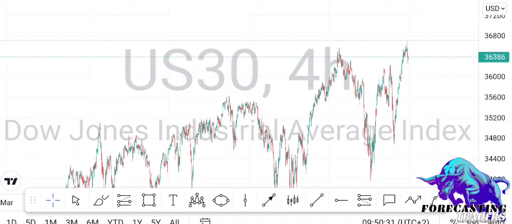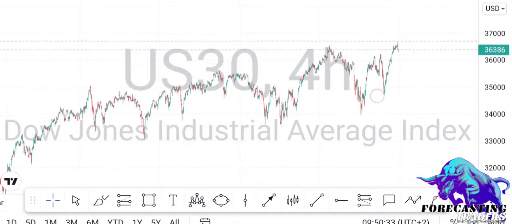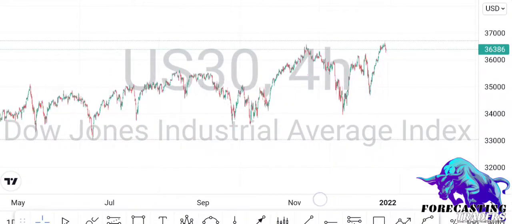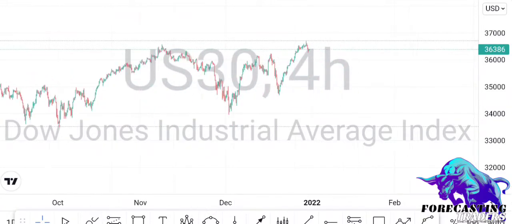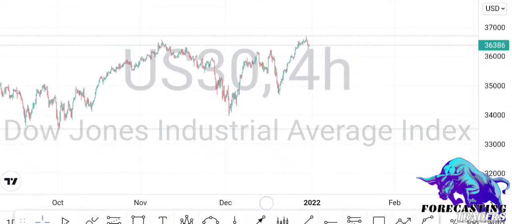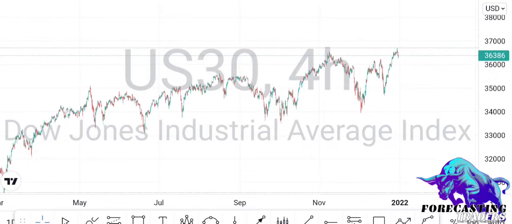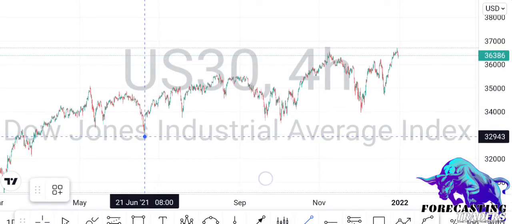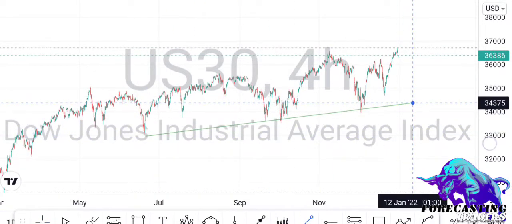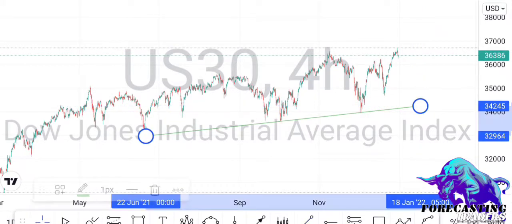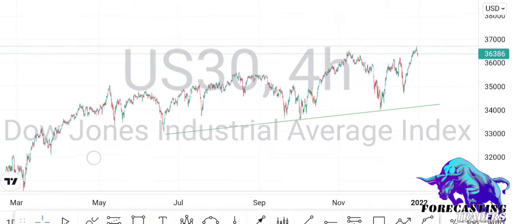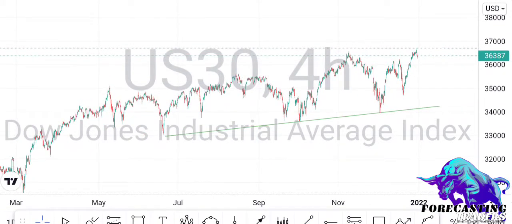Let's zoom, and then what we have to do first is to mark our higher high and our higher low, since the market is going to the upside. It is creating higher highs and higher lows. So what we have to do now is to mark our higher highs and our higher lows.